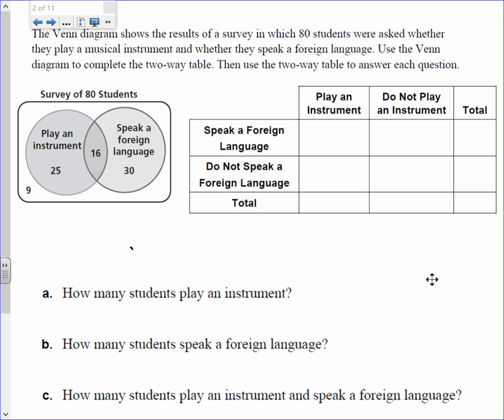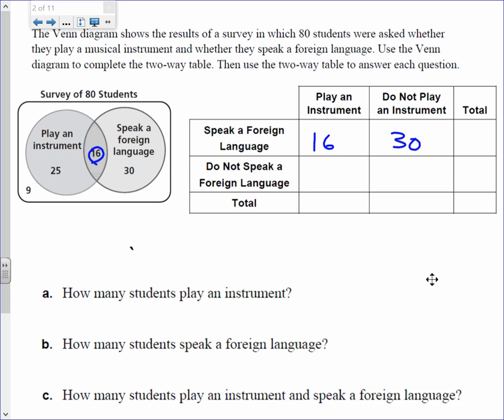So on that handout, those who speak a foreign language, you should have got 16 right here, because notice that's very obvious, actually this would be play an instrument and speak a foreign language. That's the overlap, that's right here, the 16. Do not play an instrument is going to be 30. All right? Do not play an instrument.